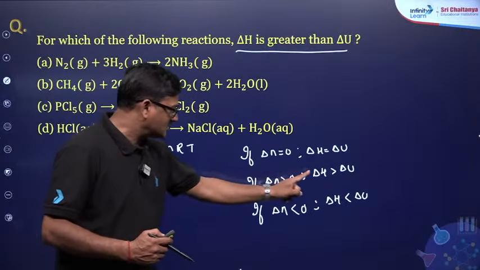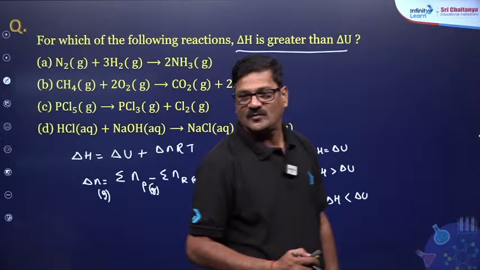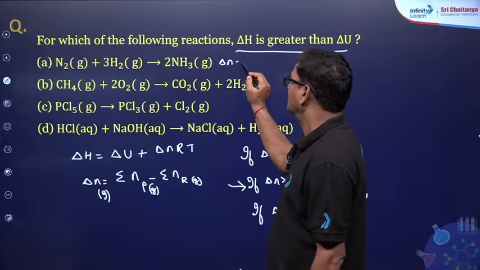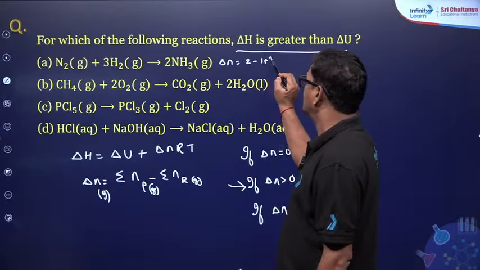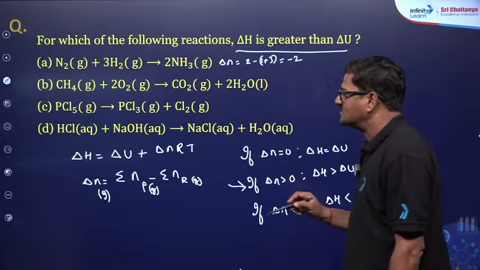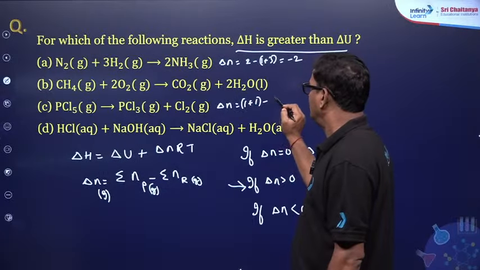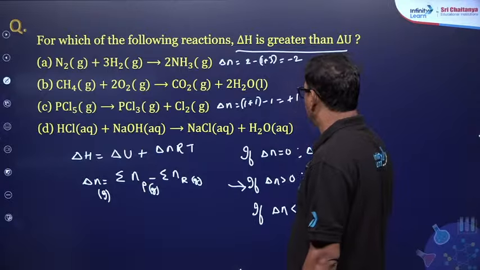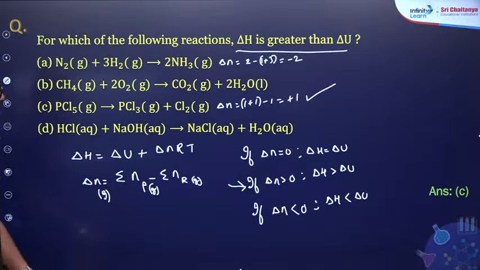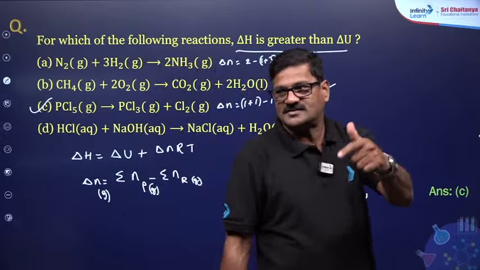So in which condition is delta H greater than delta U valid? Let me calculate delta n for this: 2 minus 1 plus 3 is equal to minus 2. That will not work. Similarly, delta n is equal to 1 plus 1 minus 1 is equal to plus 1. Yes, this one works. So my answer for this question is C. You can do every example, every option, yourself. Okay?